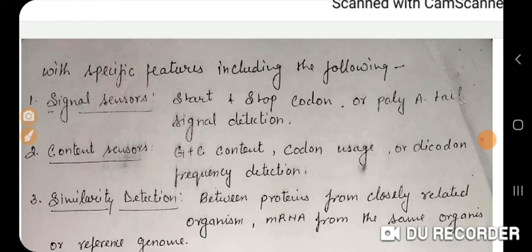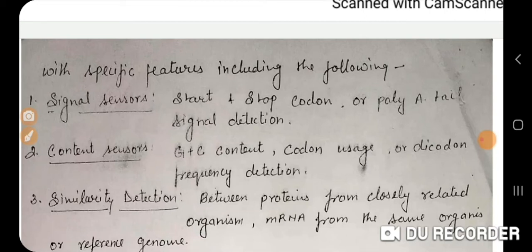So generally we said when there is a poly A, poly A will appear at the end of messenger RNA. It is the completion of mRNA synthesis, and that mRNA will go for the production of some particular protein. So signal sensors detect the start codon. Start codon is your AUG, which codes for methionine. Stop codons, there are 3: amber, opal, ochre. And poly A tail talks about the messenger RNA synthesis.